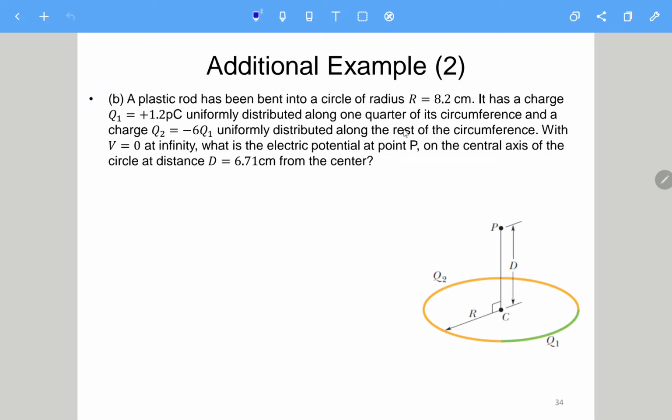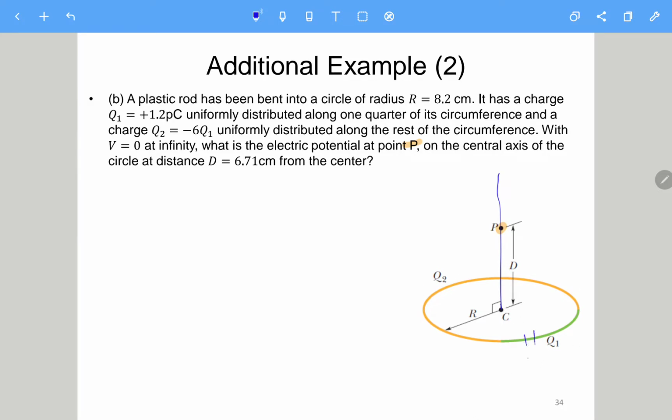The front part is actually the same. Here it just asks you the potential at point P. This is the axis for this circle.